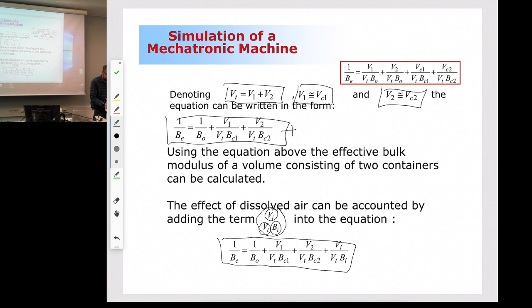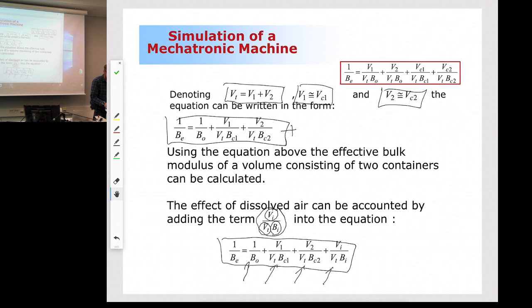Look at what I have here. This is the effect of flexibility of the fluid. This is the effect of deformation of container number 1. This is the effect of deformation of container number 2. And this is the effect of dissolved air.